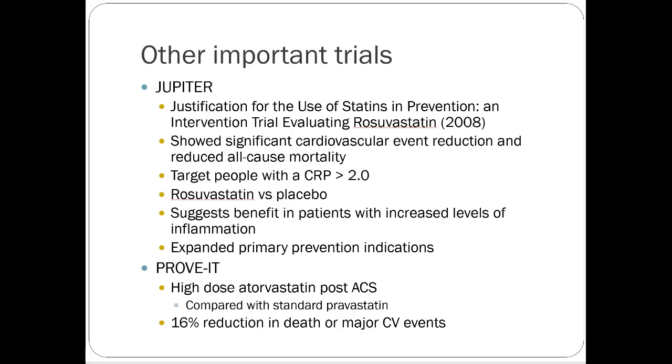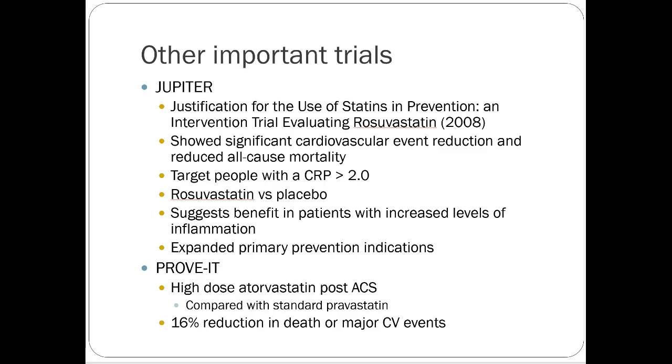Some other interesting trials. I think the Jupiter trial to me is one of my favorite ones that highlights just the uniqueness of statins as a drug and why they have some interesting mechanisms of action that we don't fully understand. So the Jupiter trial looked at using rosuvastatin, and it didn't target LDLs with people.